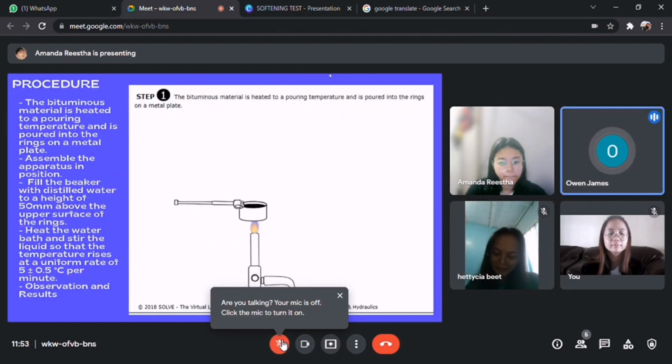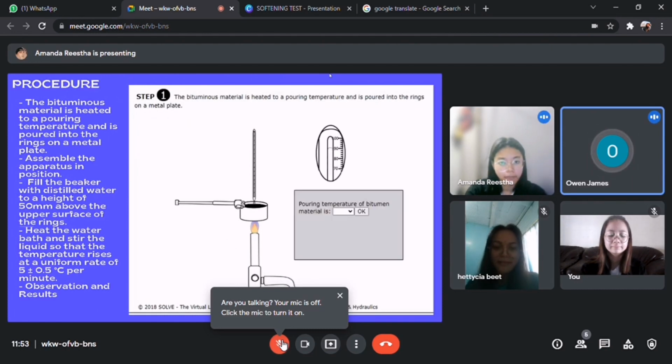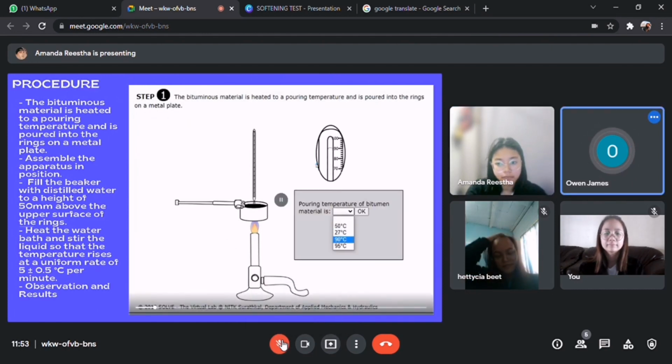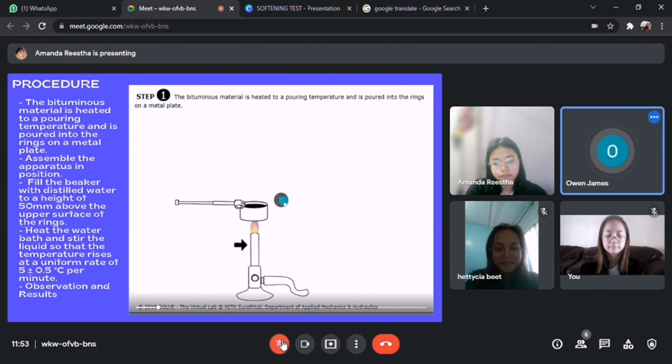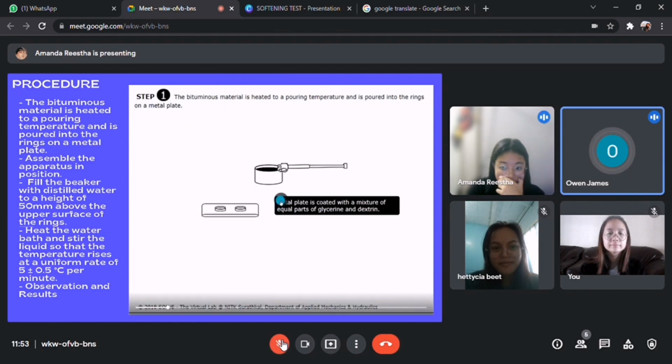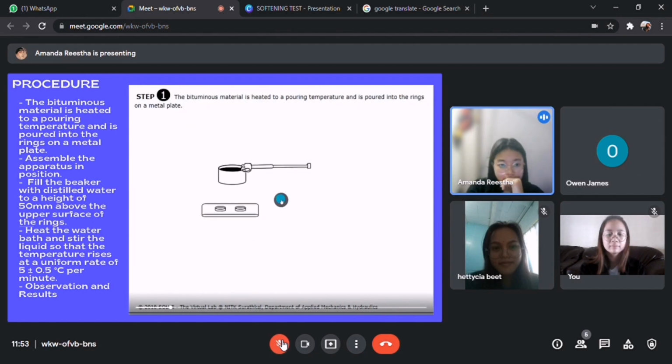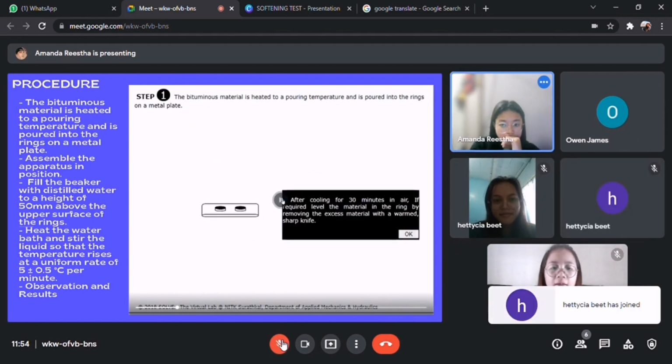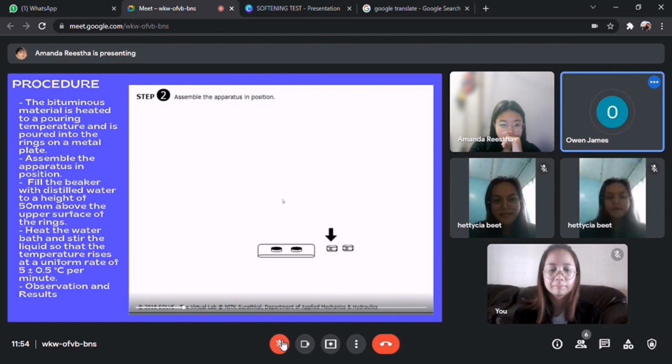Today, I'm going to talk about the procedure. First, the bitumen material is heated to pouring temperature and is poured into the ring. After cooling for 30 minutes in the air, it becomes workable.